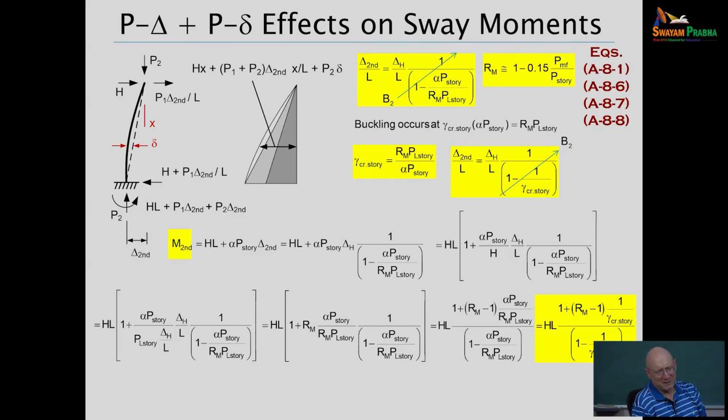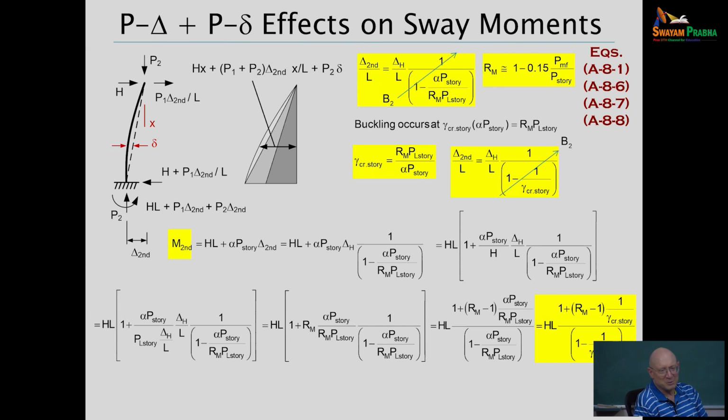Now, okay, if we look at what's going on with that, again, notice Rm is generally less than 1, and so Rm minus 1, it's like the psi factor yesterday, will be a negative number multiplied by 1 over gamma story. Oh, the amplification on the moment is typically going to be smaller than the amplification on the side sway displacements. Okay. All right. Well, that would be, I'll say, the fanciest way to write all this.